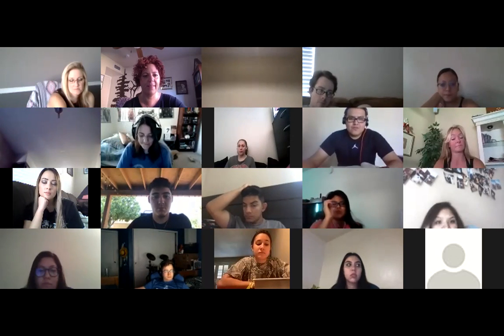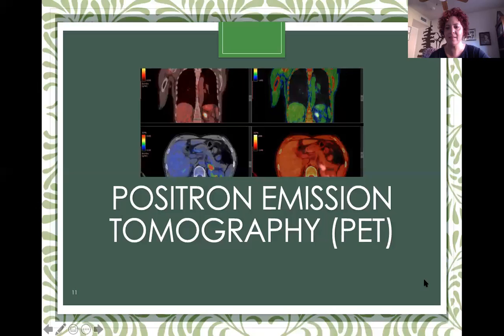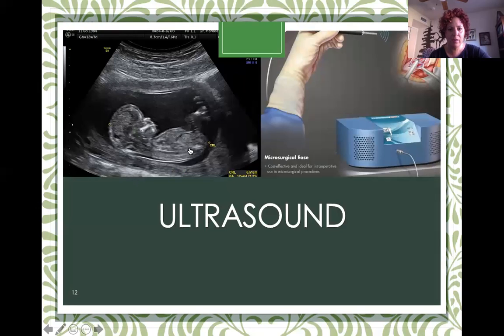All right, that there is the PET scan. So like I said, a lot of times this gives us a visual of chemically what's going on in the body as well. And then there was ultrasound. So let's take a look at ultrasound.